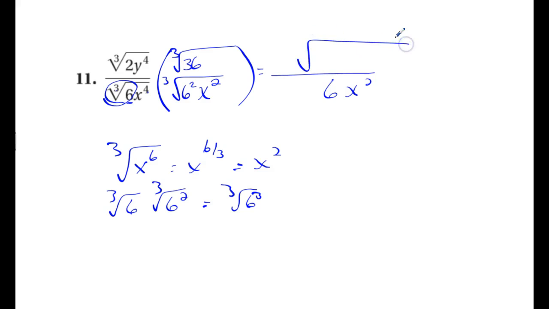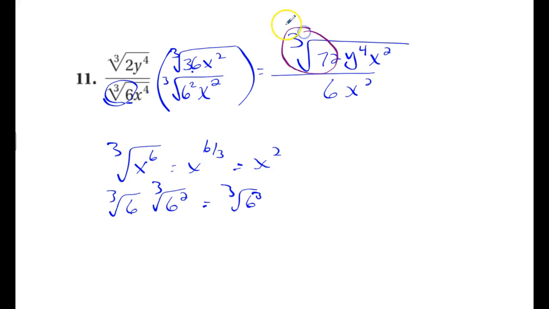The numerator, I'll just multiply it together. 36, oh, I've got an x squared here too. 36 times 2 is 72. I'll see if I can simplify that in a moment. Y to the 4th, which again breaks my rule because the exponent is higher than the root, and x squared. So there's a couple different things I think I can simplify.